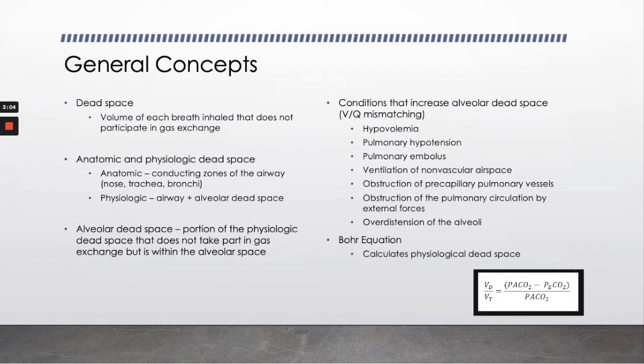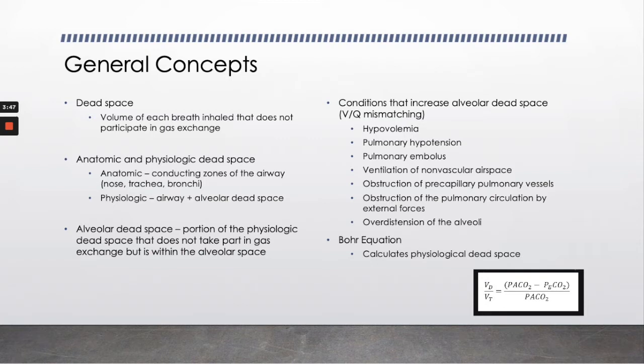Okay, so some more general concepts. Dead space is the volume of each breath that's inhaled that does not participate in gas exchange. And there are specific regions or other definitions of dead space as well. Anatomic dead space is the large conducting zones of the airway, so the nose, the trachea, and the bronchi. And physiologic dead space is the airway, so the nose, trachea, and bronchi, plus alveolar dead space. Alveolar dead space is the portion of the physiologic dead space that does not take part in gas exchange, but it's within the alveolar space.